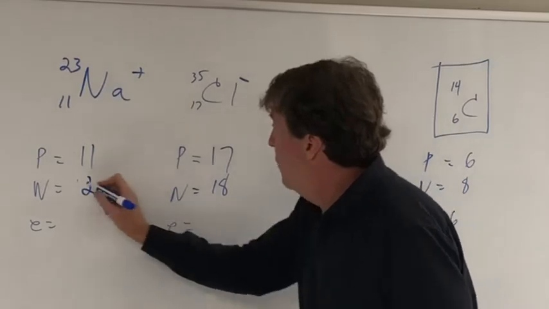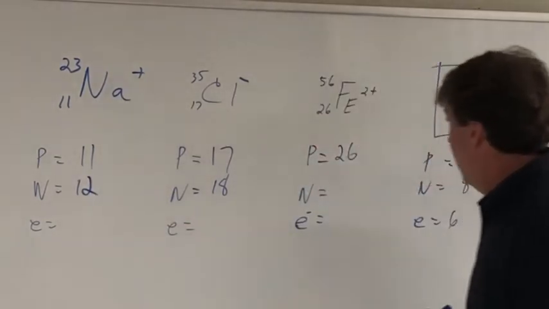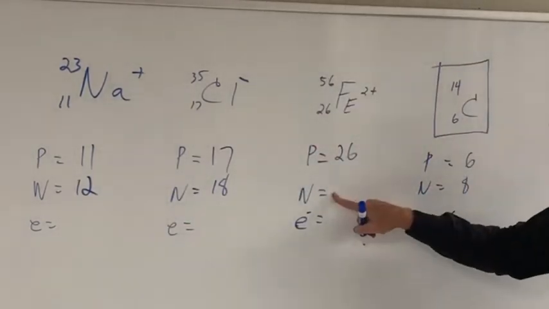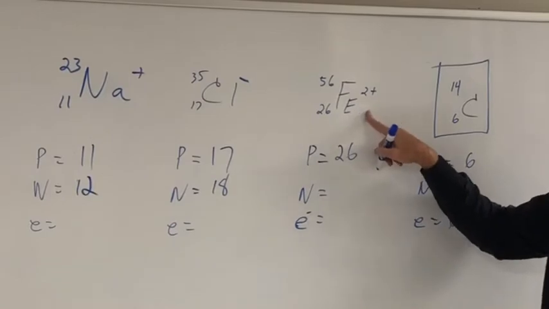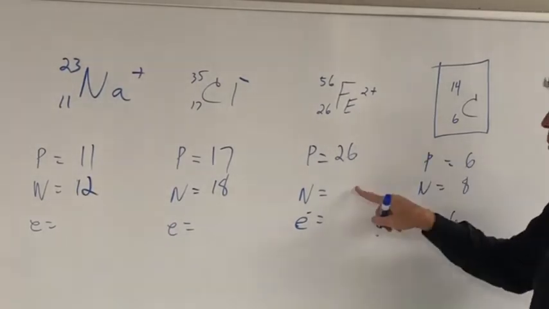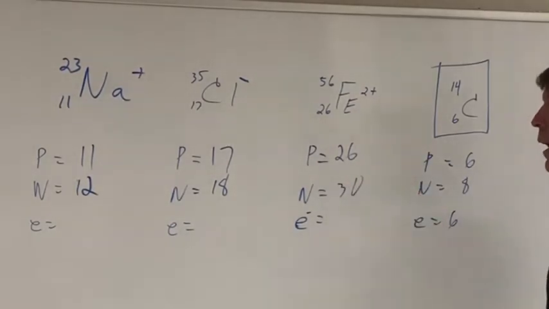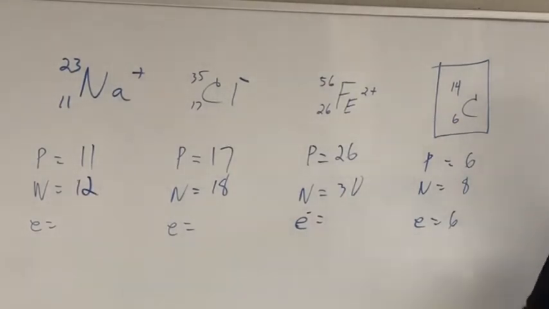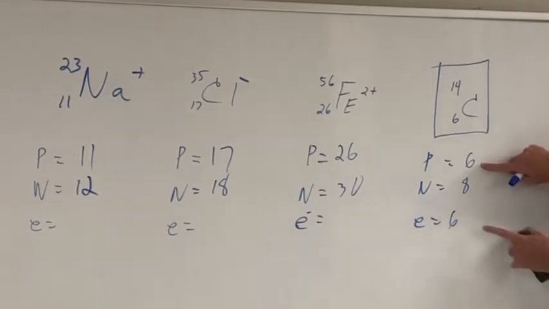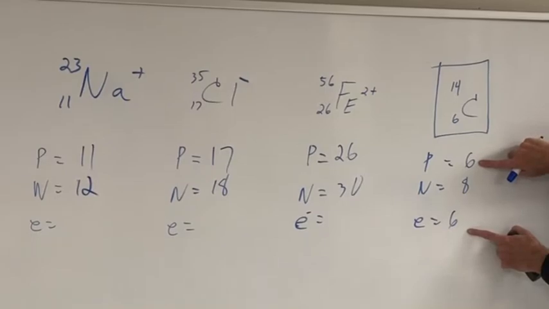Now let's talk about electrons. And oh, we need to do neutrons for iron here. Somebody at home? 30. Okay, easy. Please don't miss anything here. So far, don't miss anything. So simple. Now, though, it gets a little trickier. Notice atoms have equal number of protons and electrons, so that was easy.